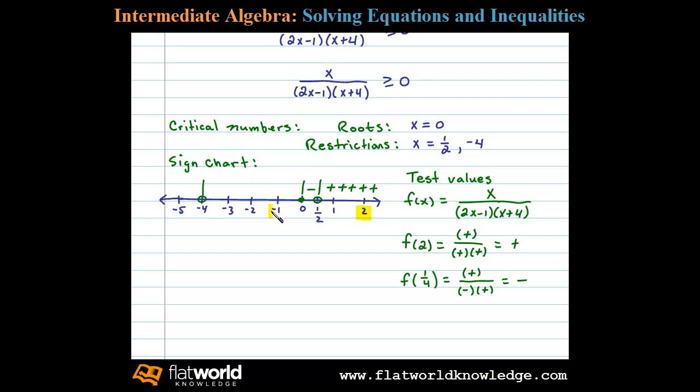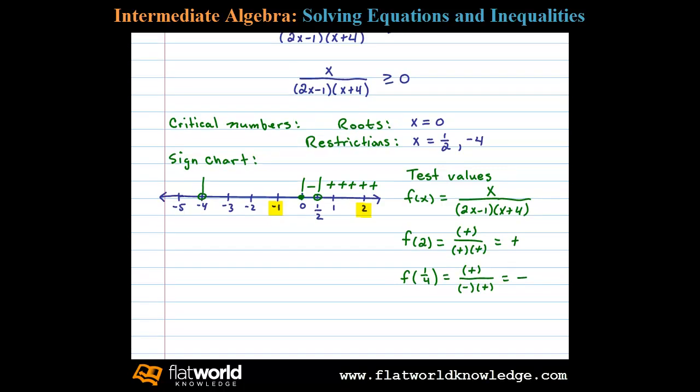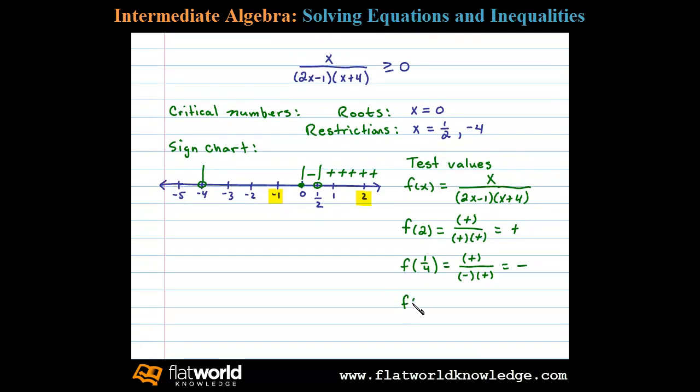Let's choose, say, negative 1 and test those values. Okay, so f of negative 1 will be equal to, well, x, which is negative 1 in the numerator, will give me a negative factor. In the denominator, substituting in negative 1, we'll have 2 times negative 1, which is negative 2 minus 1 is negative. Okay, plugging in negative 1 here, negative 1 plus 4 will give me a positive factor. And so a negative number divided by a negative number will have a positive result. So in this interval, the results will be positive.